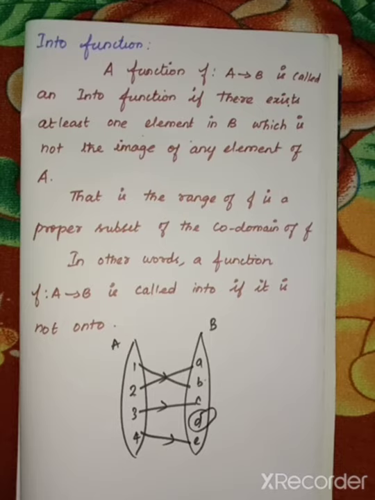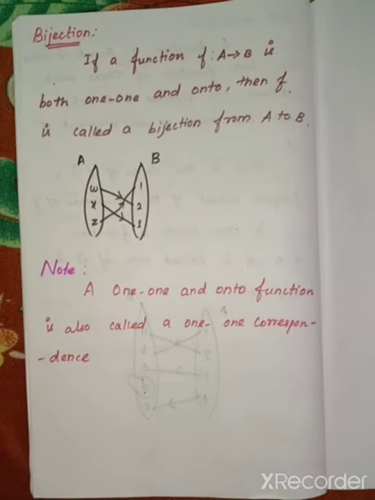Or otherwise we can say there exists at least one element in B which is not the image of any element in A. Next one is bijection. A bijection is when a function f from A to B is both 1 to 1 and onto, then f is called a bijection from A to B.